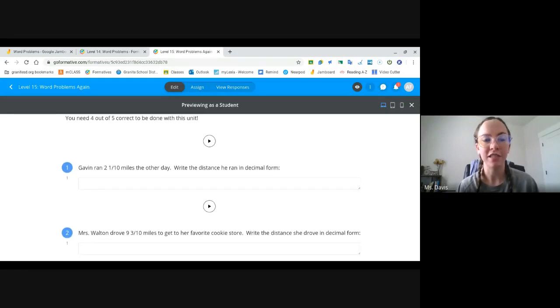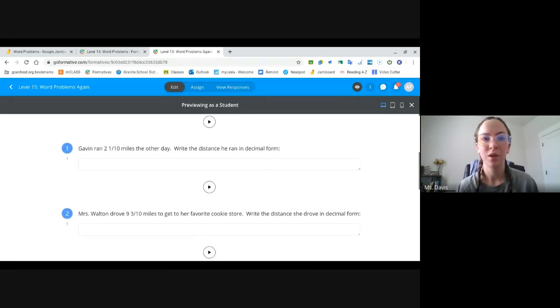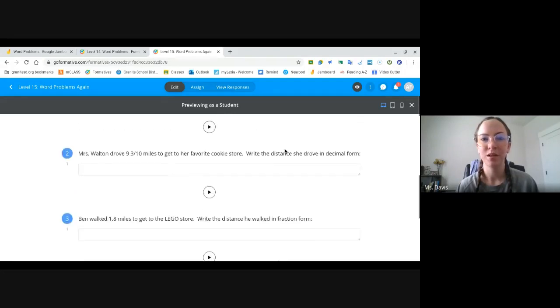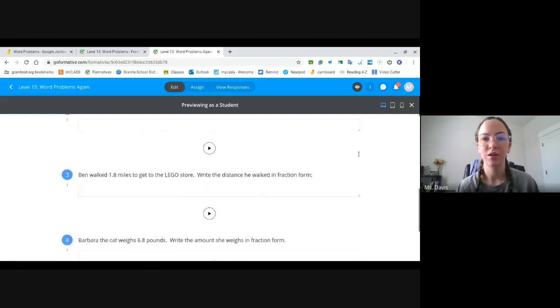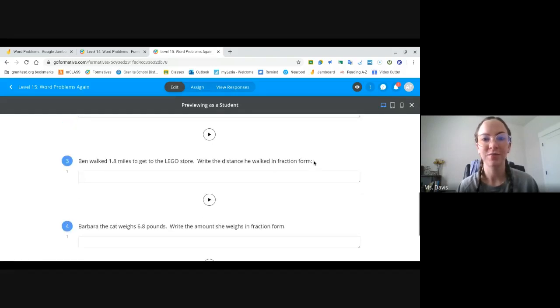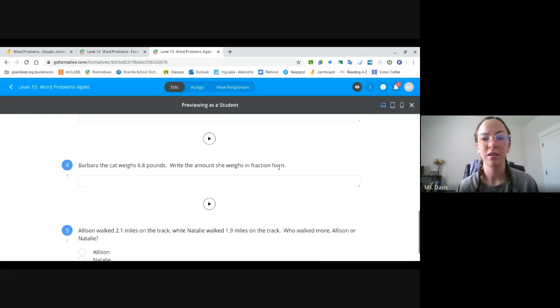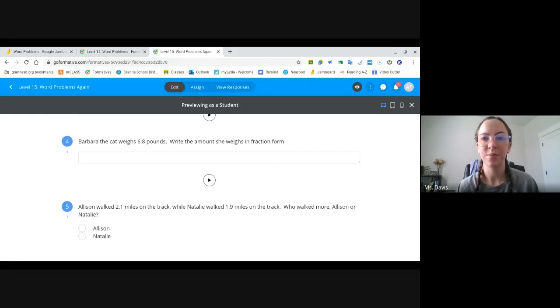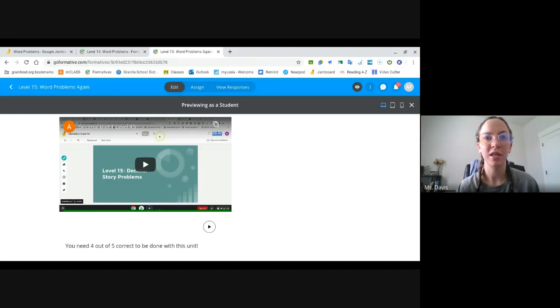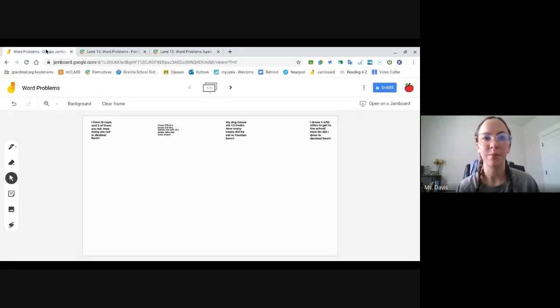This is level 15. They're more word problems, but again, level 1. Number 1, decimal form. Number 2, decimal form. Number 3 is fraction. Number 4 is fraction. Number 5 is multiple choice. So just make sure you're watching out for those keywords so that you know how to give your answer. And then I've got some examples that I made up here on these little sticky notes that should help. They're very similar to the ones in the levels, so you guys will have a good head start here.